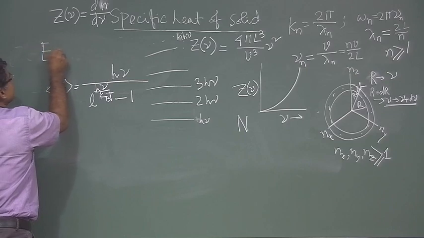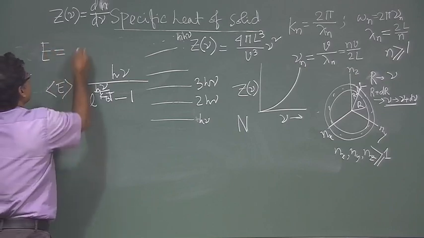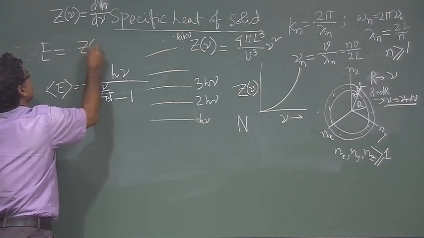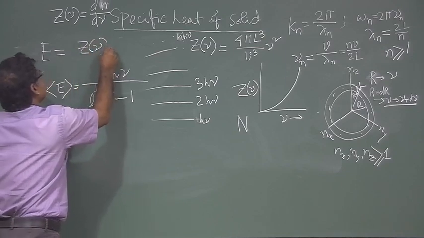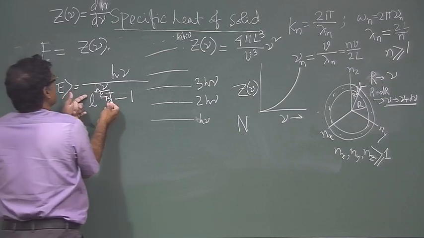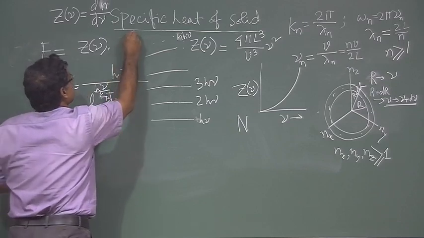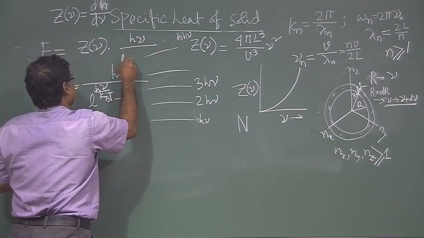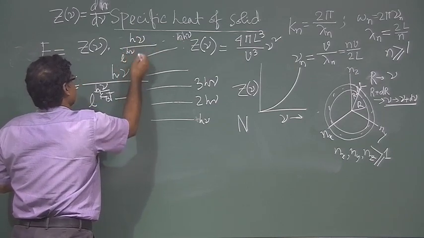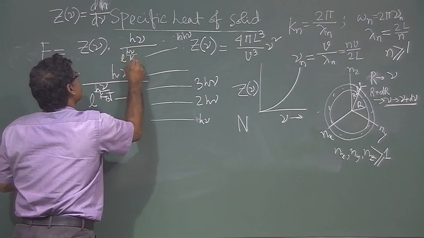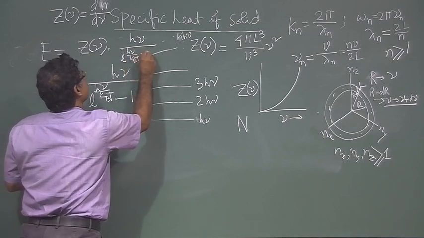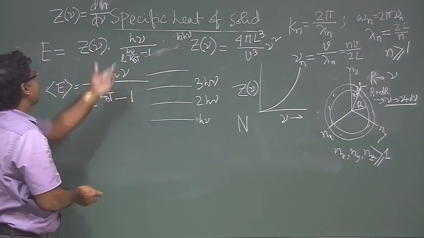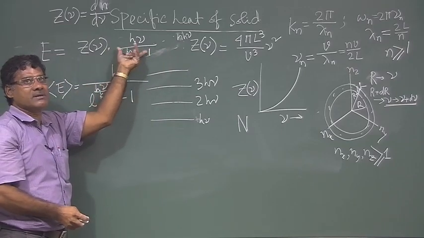E equal to this Z nu into average energy is this, so h nu by e to the power h nu by kBT minus 1. Okay. So, this is the average energy for frequency nu.